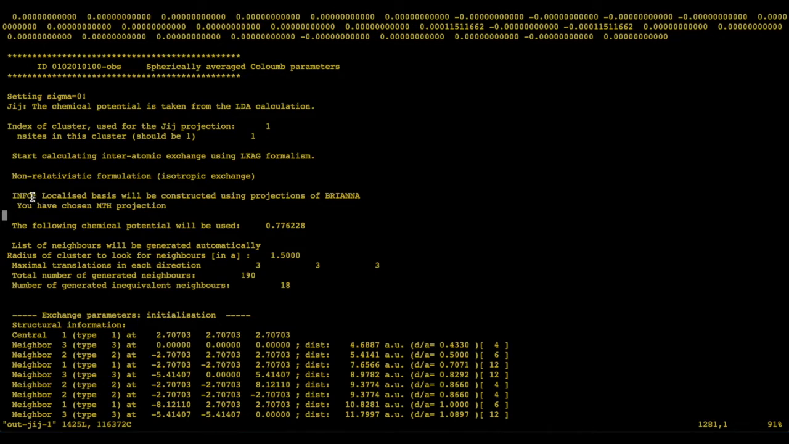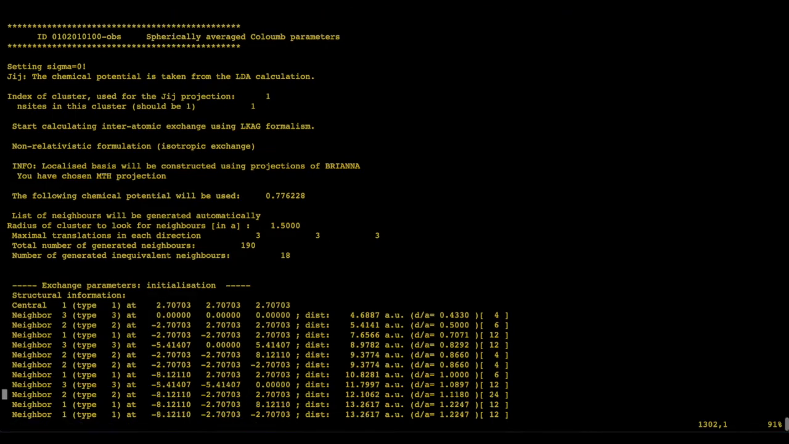We use the same projection as in Brianna, which in this case is muffin tin heads. And here it says that in total it generated 190 neighbors, but only 18 of them are inequivalent, because what the code does, it looks for the neighbors and then it applies symmetry operations from SymCov file and finds only the ones which are symmetry inequivalent. This way we only compute the interactions with only one atom belonging to each coordination shell. And here are all the neighbors listed.